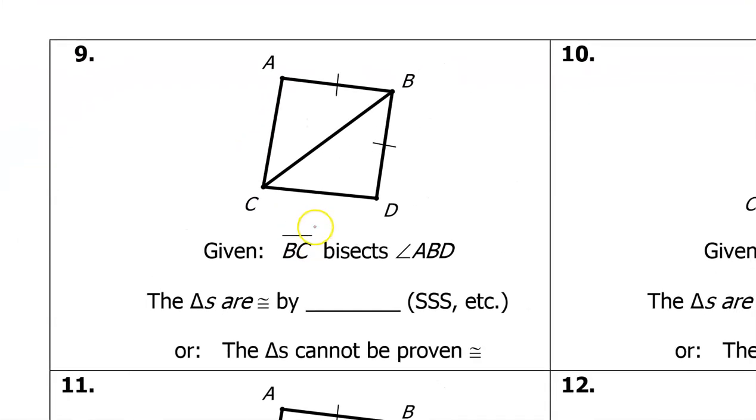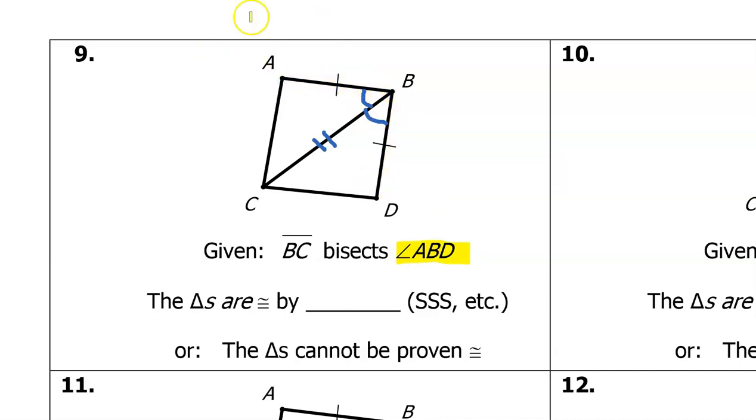All right, what about problem number 9? We're back to the shared side situation, so let's go ahead and mark these as being congruent. In addition to that, we are given that segment BC bisects angle ABD. Focus on this for a minute. Angle ABD is this right here, ABD. So if CB bisects that angle, bisect means cut in half. So that means that this part will be congruent to that part.